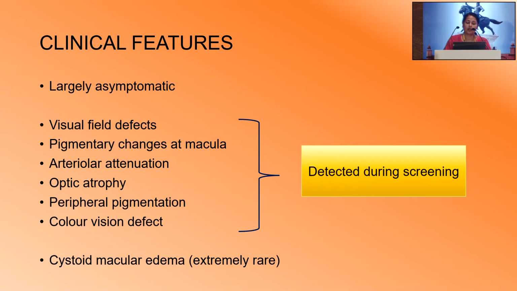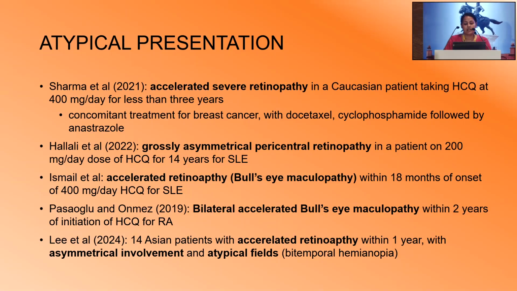The commonly encountered signs are visual field defects, macular and peripheral retinal pigmentation with arterial attenuation and optic atrophy, in advanced cases giving a rod cone dystrophy-like picture. Color vision defects are inconsistently seen. A very rare sign is cystoid macular edema. Some atypical presentations have also been reported, including accelerated and asymmetrical retinopathy.